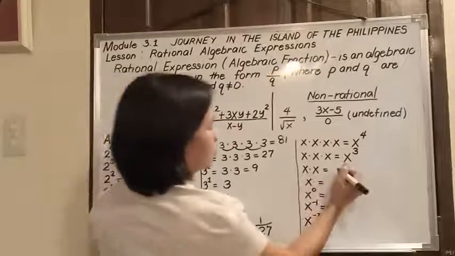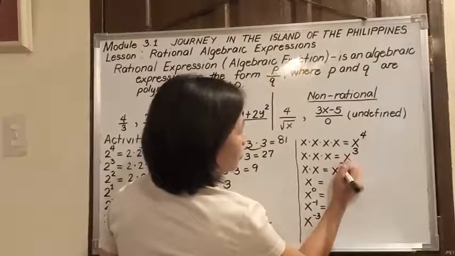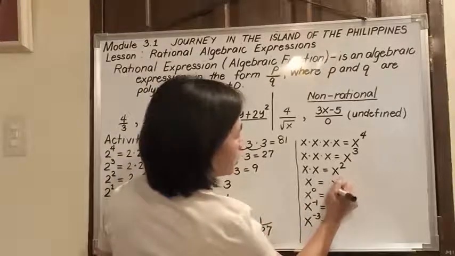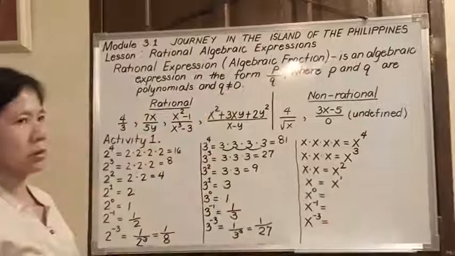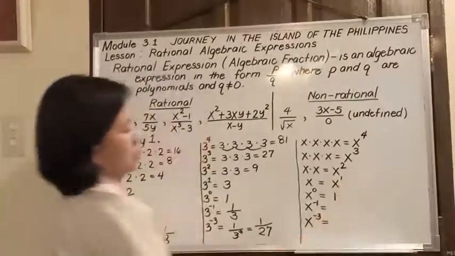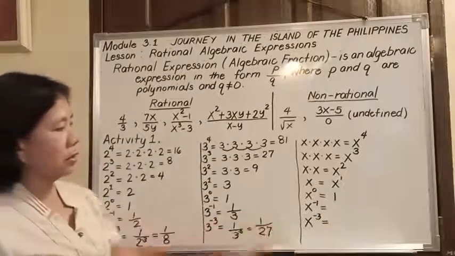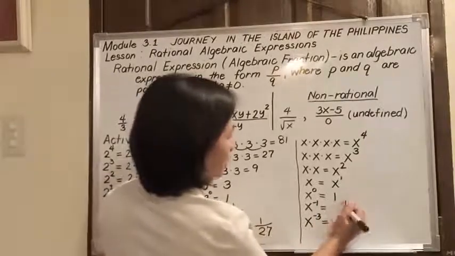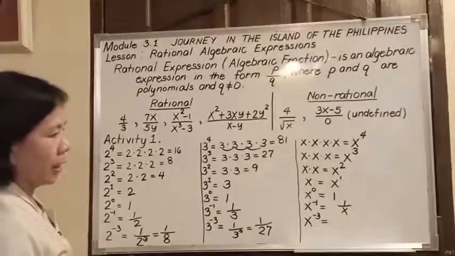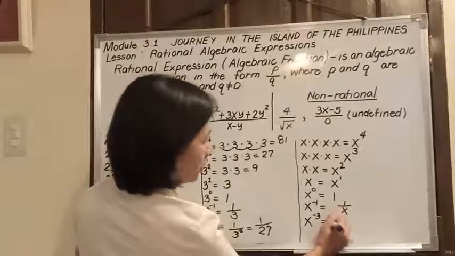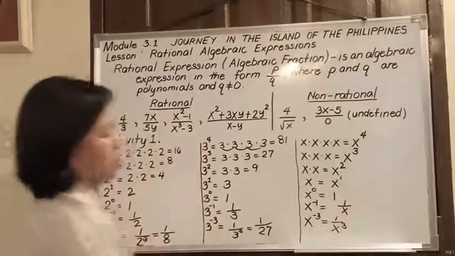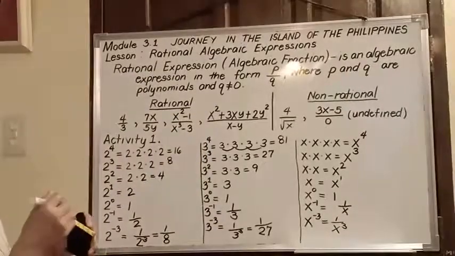Next. 2 x's. And that is 2 raised to the second power. Then x, or x raised to positive 1. Well, it is also x. X to the 0 is 1. And then next we have x raised to negative 1. We have a fraction that is 1 over x raised to positive 1 or 1 over x. And the last one we have 1 over x raised to positive 3. So this is activity 1.